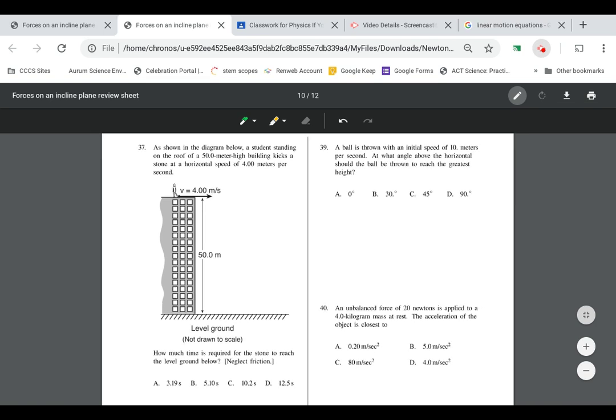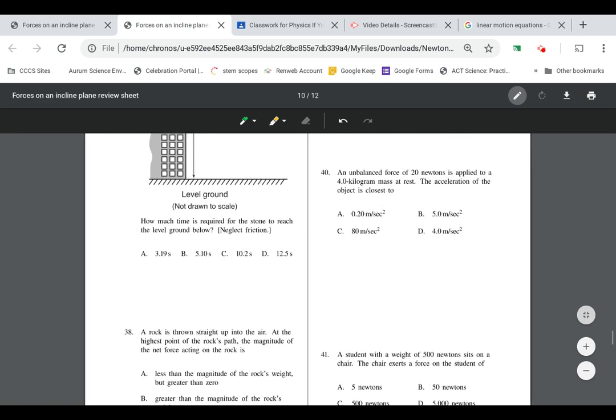All right, don't worry about 37 because it is a free fall question. We already did that last semester. If you want to recall how to do it, you can always go back to your earlier notes and figure it out, or you can ask me a question in the comments. Okay?